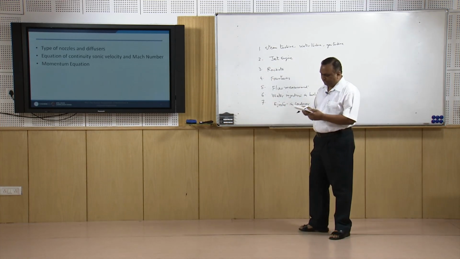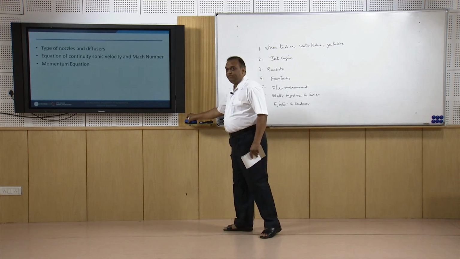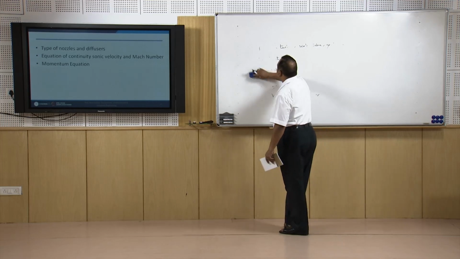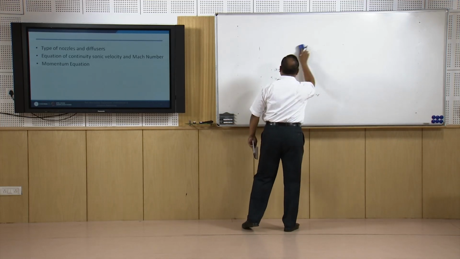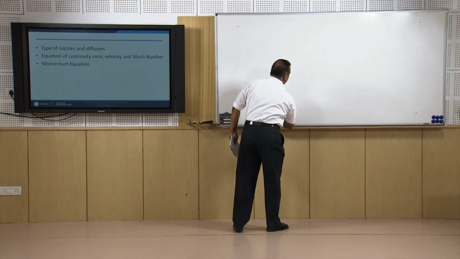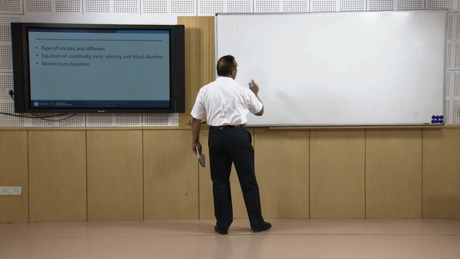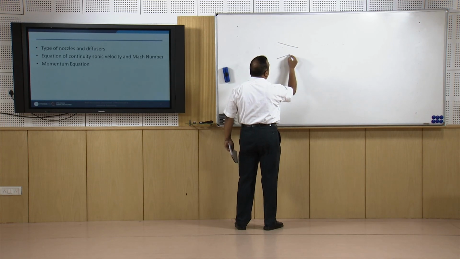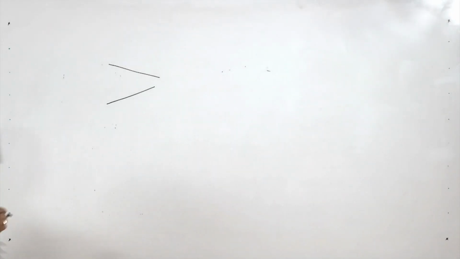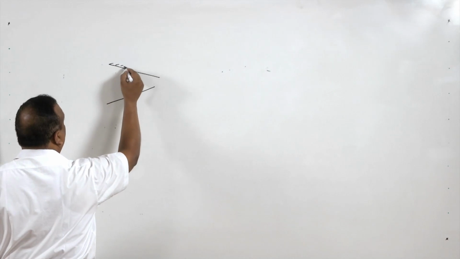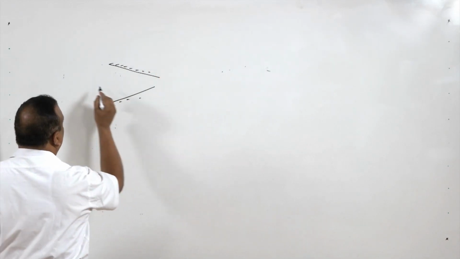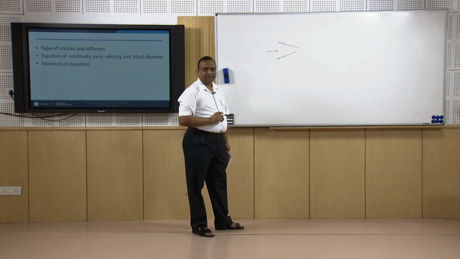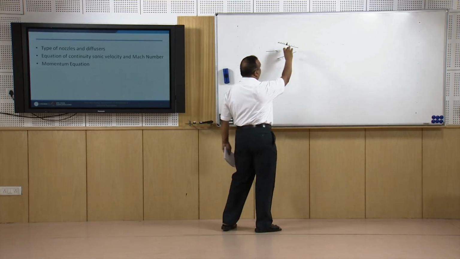There are three types of nozzles, if we go by the classification of the nozzles by the cross section of the nozzles. One is convergent nozzle, where the cross section area of the nozzle decreases. This is the passage of the nozzle, this is the wall of the nozzle. So, flow is taking place in this direction. Cross section area of the passage keeps on decreasing. This is known as converging type of nozzle.